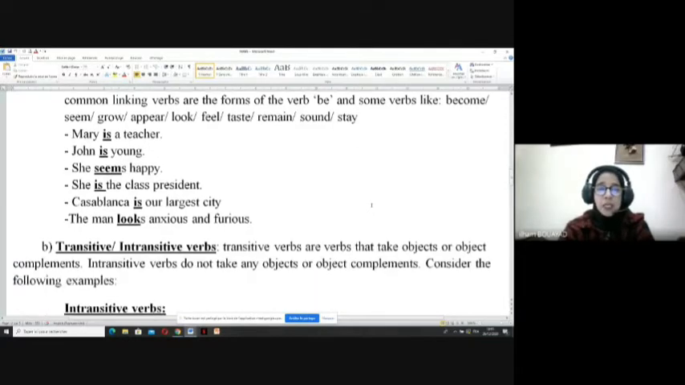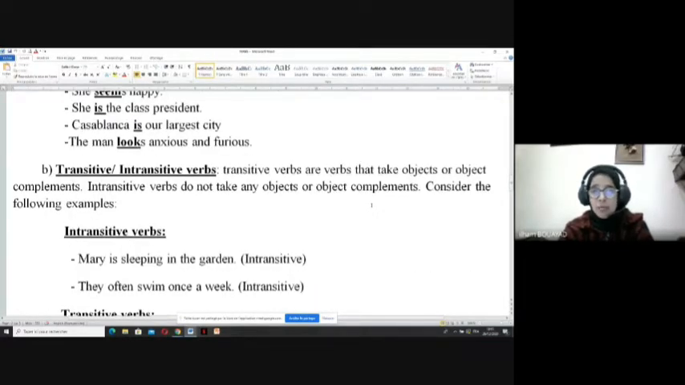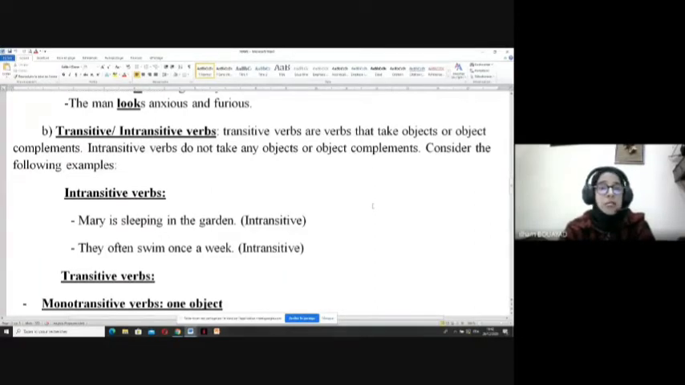Okay, so verbs may be either transitive or intransitive. What do we mean by intransitive verbs? الفعل اللازم. Okay, an intransitive verb is a verb that takes no objects or complements, like when I say "Murray is sleeping in the garden." Here, Murray is sleeping, and there is no object or complement after it. So it is intransitive. It doesn't take any object nor complements.